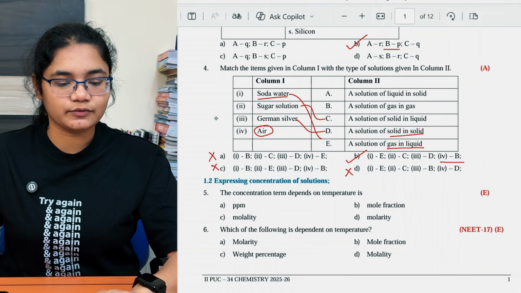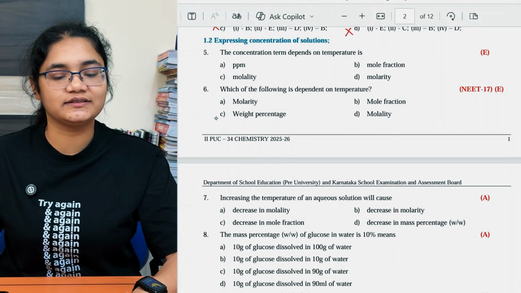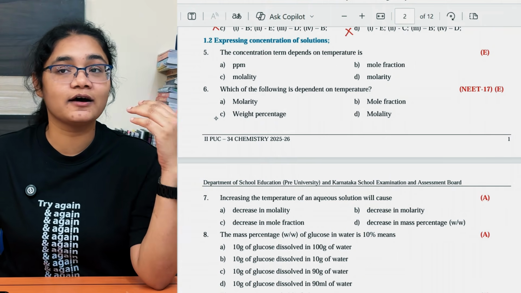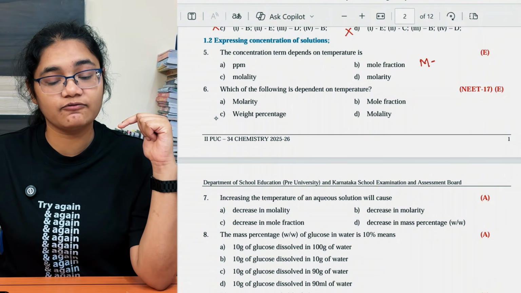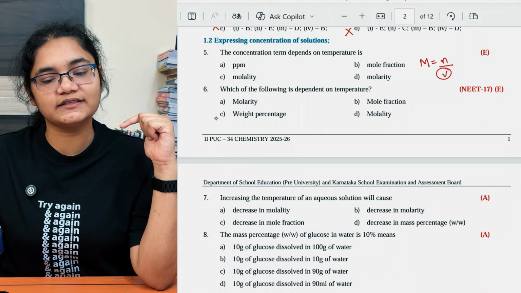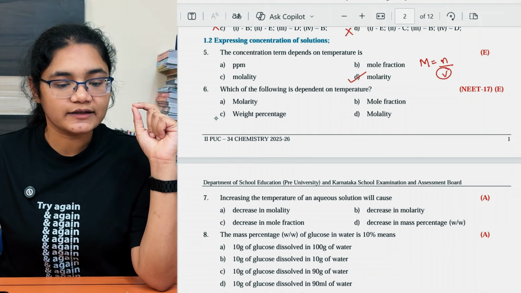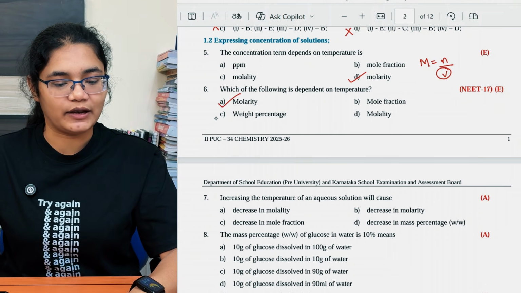Now moving to the next question: the concentration term that depends on temperature is. So we have studied this numerous times that molarity is a function of volume, right? It is number of moles by volume, right? And volume is affected by temperature. So that is why the answer here is molarity. Next, which of the following is dependent on temperature? The same answer, 6th one, A, molarity.